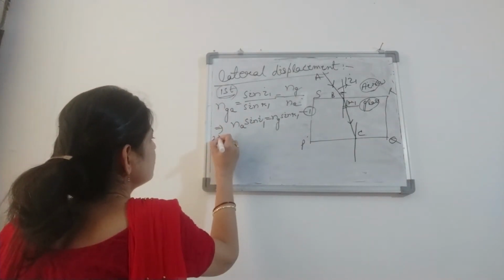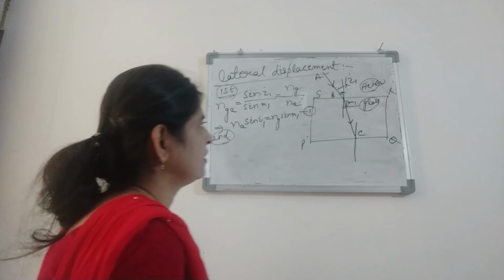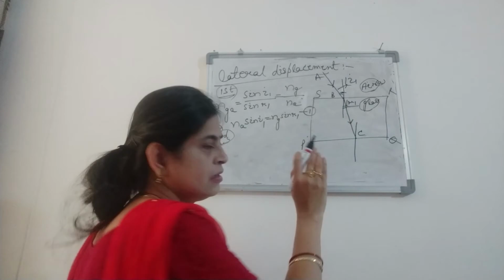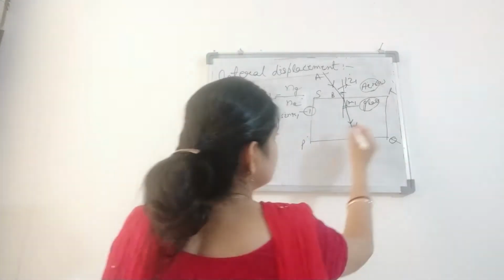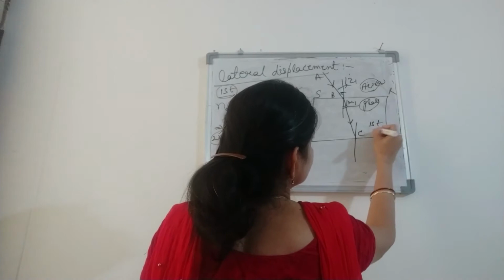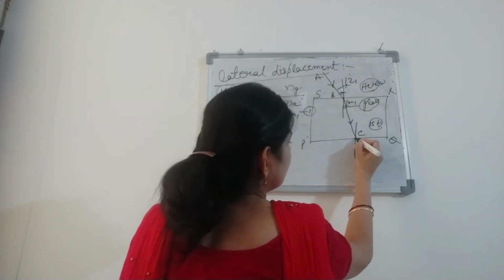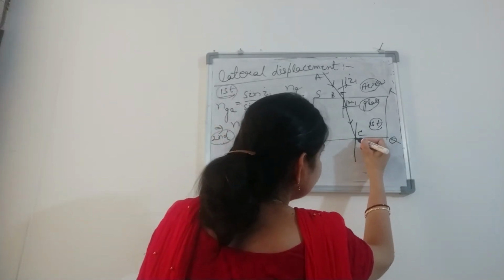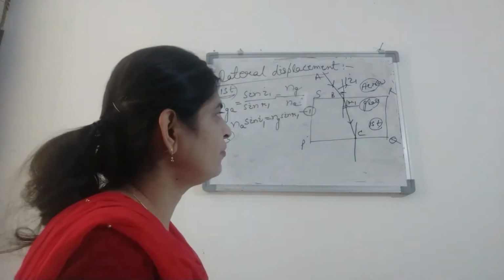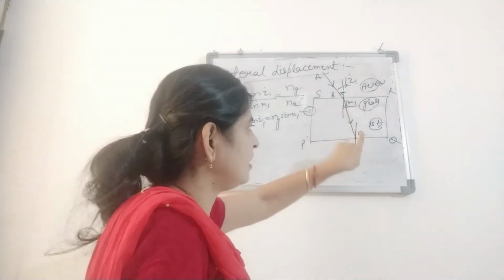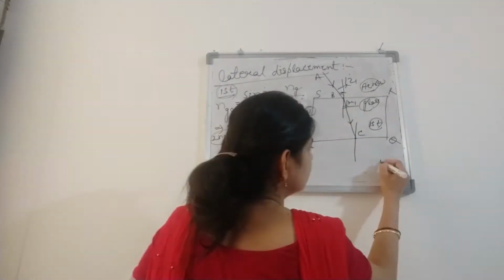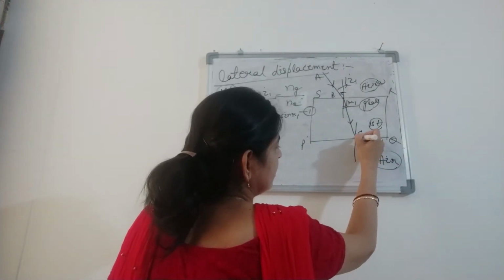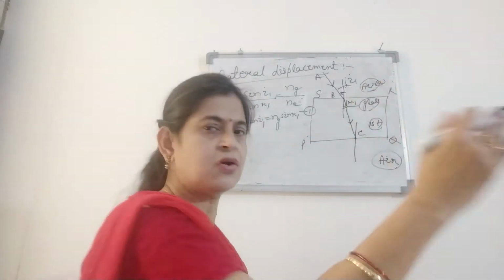Now, in the second situation, BC is our incident ray, this is our first medium which is your glass medium. Then after striking at the point C, it will again refract, but the speed of light in glass is less as compared to the speed of light in air. That's why the refracted ray will bend away from the normal.